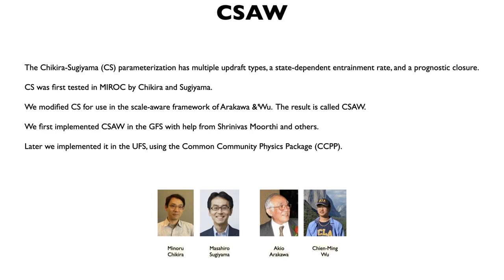So I'm going to show some results from the Chikira-Sugiyama parameterization modified to include the scale awareness developed by Arakawa and Wu. This was mentioned already a few minutes ago by Murthy. Chikira-Sugiyama, which I'm going to call CS, has multiple updraft types, 17 in fact. So it's a spectral parameterization of cumulus convection. It has a state-dependent entrainment rate, which is quite important. And it has a prognostic closure, which is also quite important.